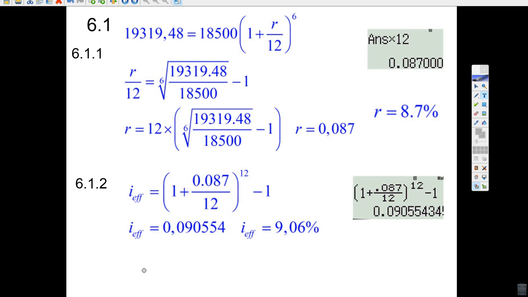Okay, here's the financial part of paper 1, 2023, and here we go. They say that if this person invests 18,500 Rand at an interest rate compounded monthly for 6 months, so you just put it into the compound interest formula, it grows to 19,319 and 48 cents. Well, there's your formula. You just have to solve it.